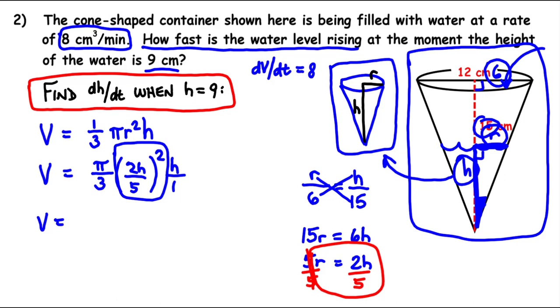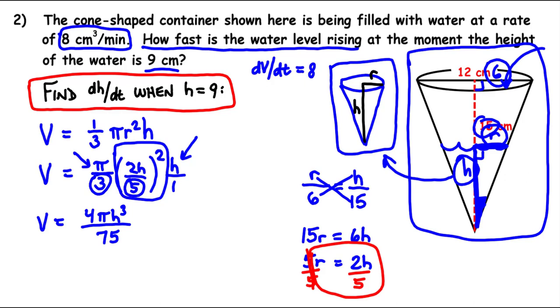So let's see, 4h squared times another h times a pi is going to be 4 pi h cubed. Down below, we have a 3 times a 5 being squared, which is a 25. So 3 times 25, that's 75. And now we've eliminated the variable. We have just v equals, so we have all h's. And that's what we want.